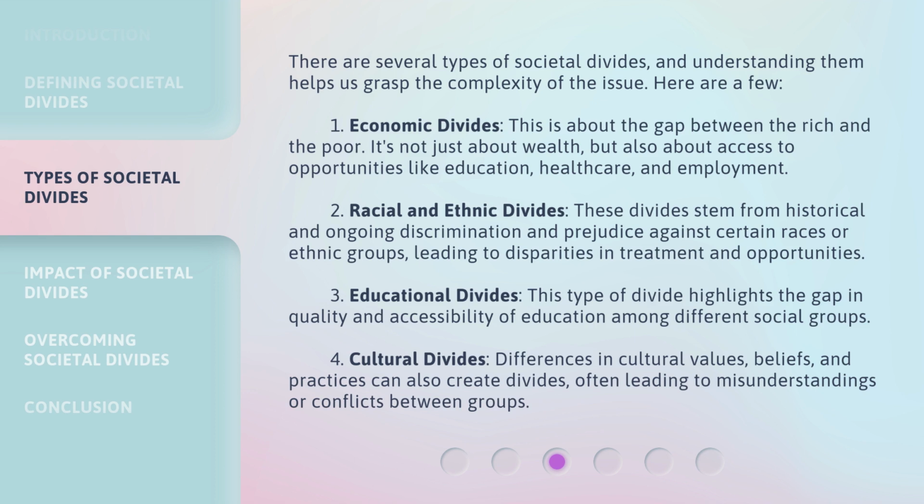2. Racial and ethnic divides. These divides stem from historical and ongoing discrimination and prejudice against certain races or ethnic groups, leading to disparities in treatment and opportunities. 3. Educational divides. This type of divide highlights the gap in quality and accessibility of education among different social groups.